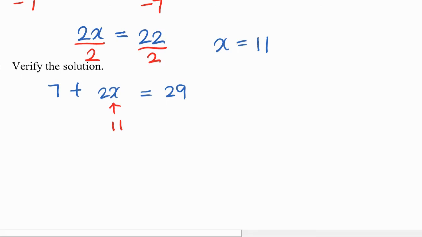And that becomes 7 plus 2 times 11, because multiplication is hiding in between 2 and x. See if it is 29. 7 plus 2 times 11. 2 times 11 is 22. Right? 7 plus 22 is 29. Yes, this is the right answer and verified.